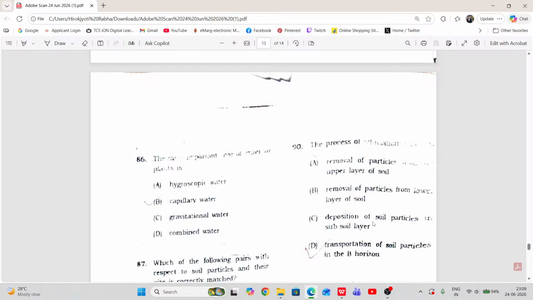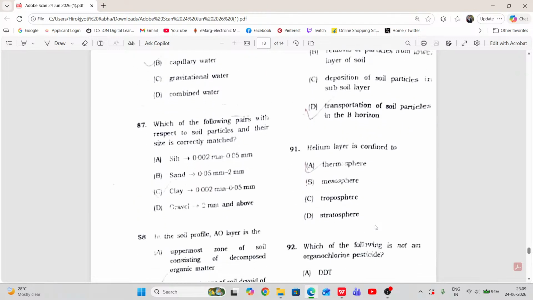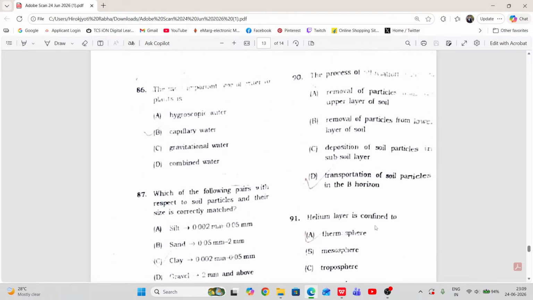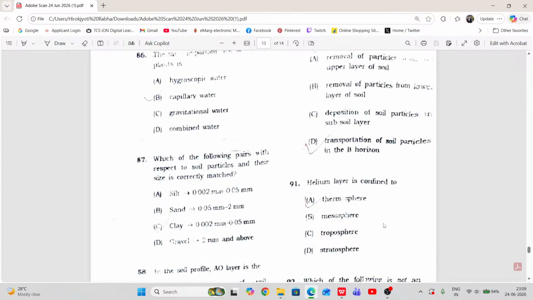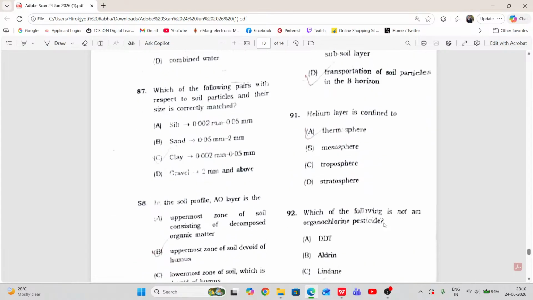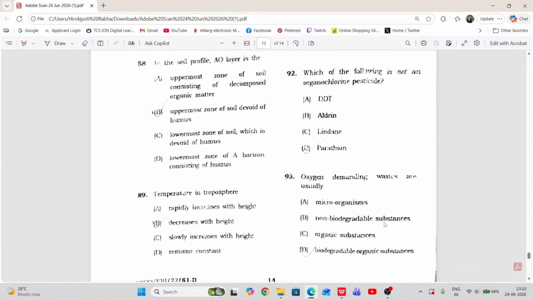Temperature in the troposphere decreases with height. The process of eluviation, transportation of soil particles in the B zone. Helium layer is confined to the thermosphere. Which of the following is not an organic chronic toxic pollutant? Oxygen demanding waste is usually a biodegradable organic substance.